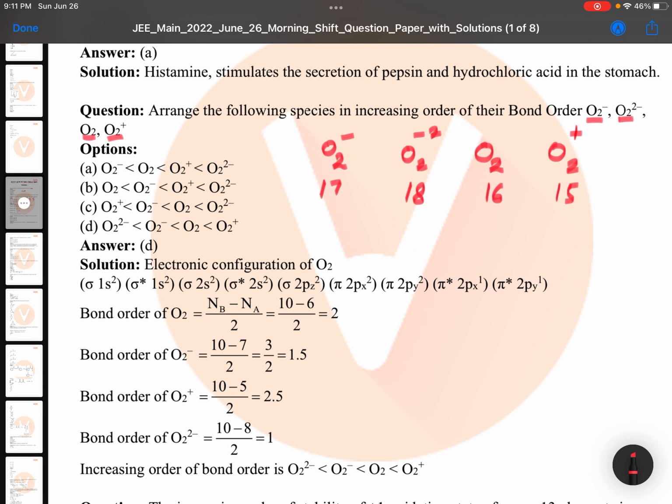As I told you, after 14 electrons, the bond order decreases by 0.5. You can see my past videos. This is 2, this is 1.5, and this will be 1. Here the values are also given. You can check the shortcuts in the past papers also. I have given the shortcuts, so we don't waste much time here. This is the best one.